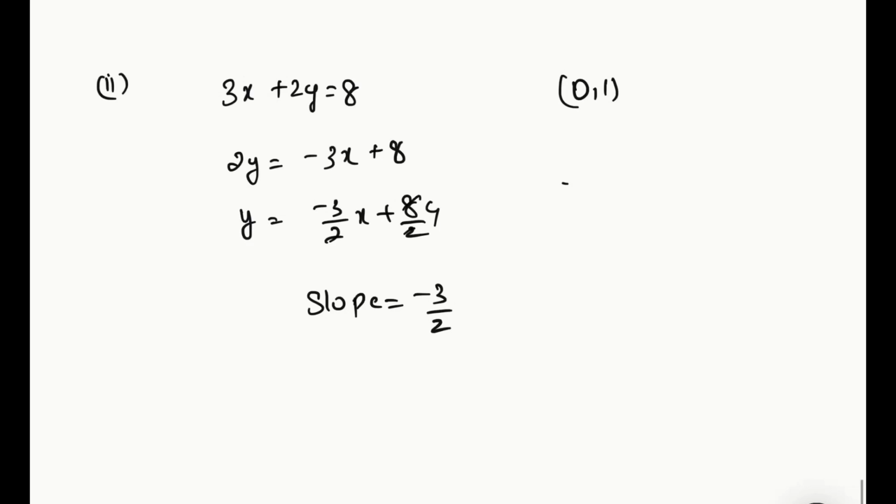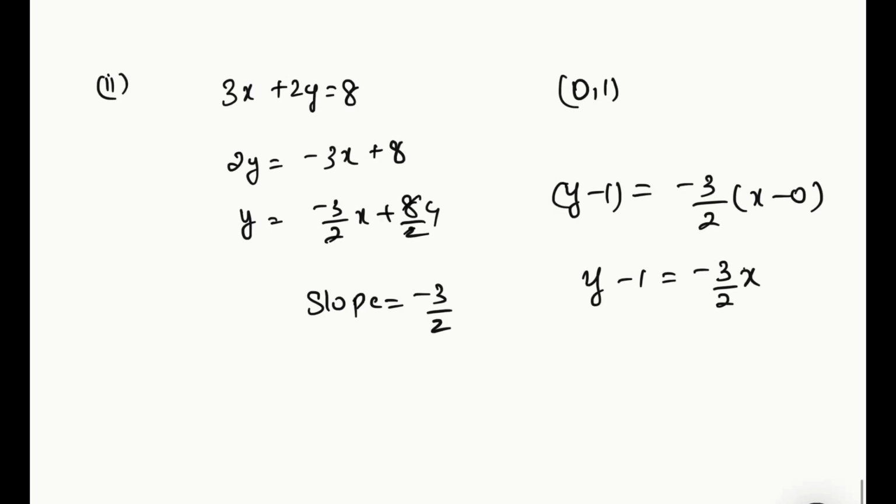So the slope of this will be that. So you can directly do it. y - 1 = -3/2 into (x - 0). So you get y - 1 = -3/2 x. 2y - 2 = -3x. 2y + 3x = 2 will be our answer.